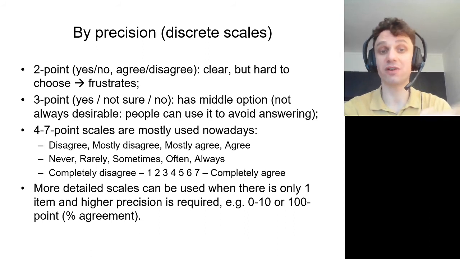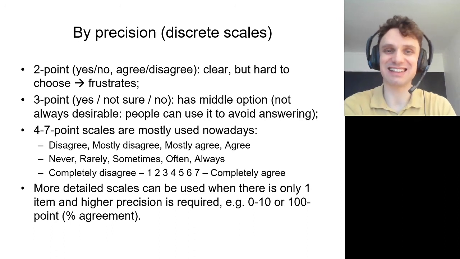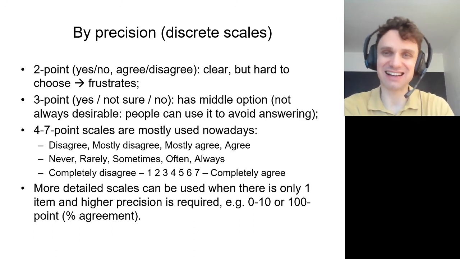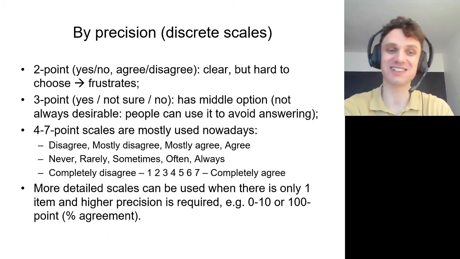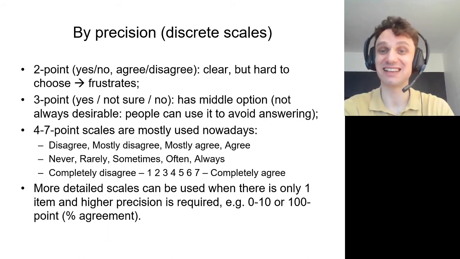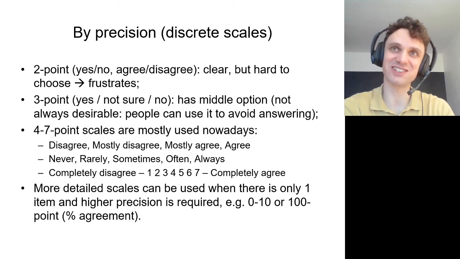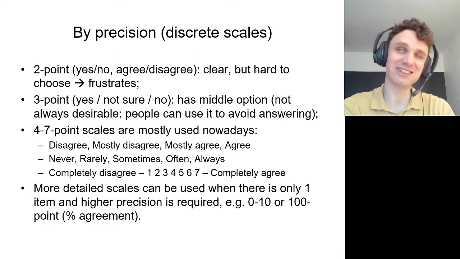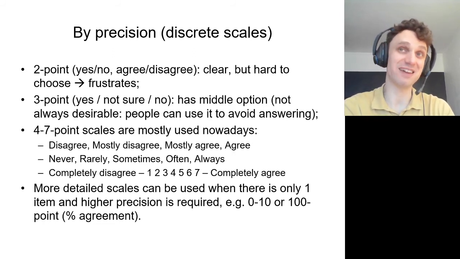But of course, the more points on the scale, the more effort is needed to evaluate your position. And some researchers, actually some perverted researchers, might use scales like from 0 to 10 or even 100-point scales, when a person is asked to evaluate their agreement as a percent. But these scales are actually very difficult not only to answer but also to work with, because it's not clear that different people use this large scale in the same way.